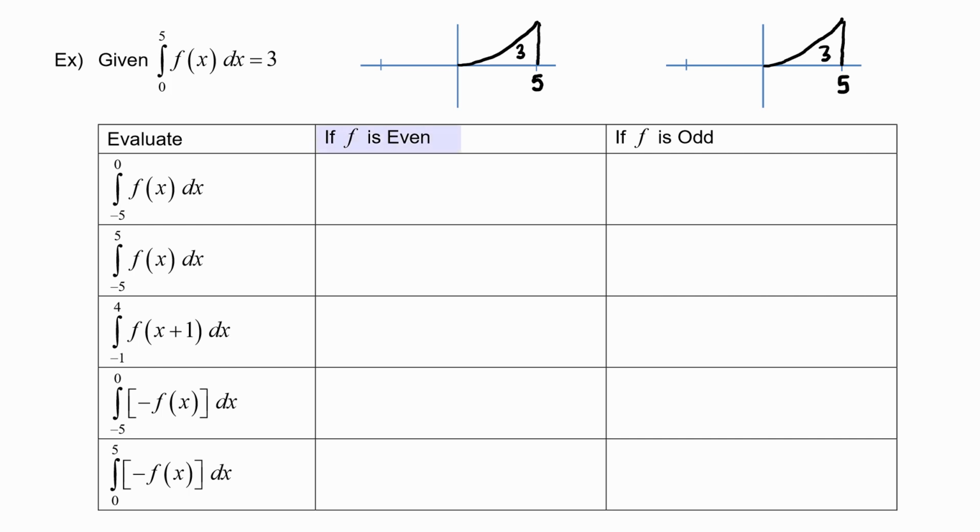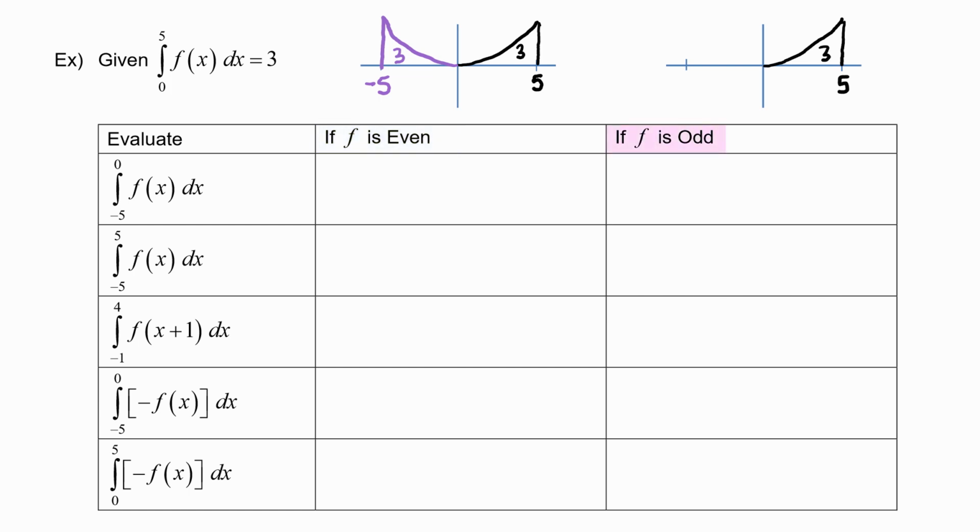Now if f is even, we know that f of negative x has to equal f of x, which means the graph has to be symmetric to the y-axis, which means the rest of the graph would have to look like this. And we can see this area matches that area and must be 3.